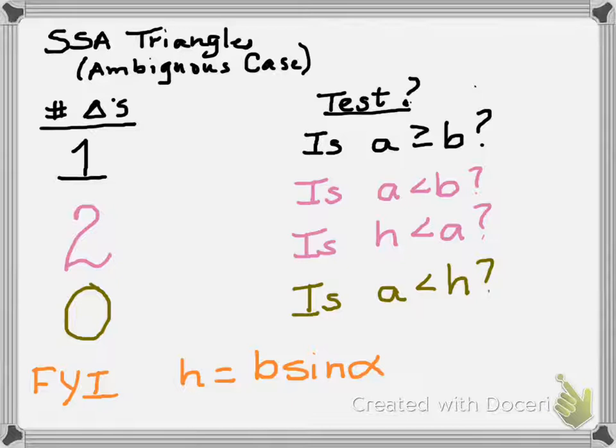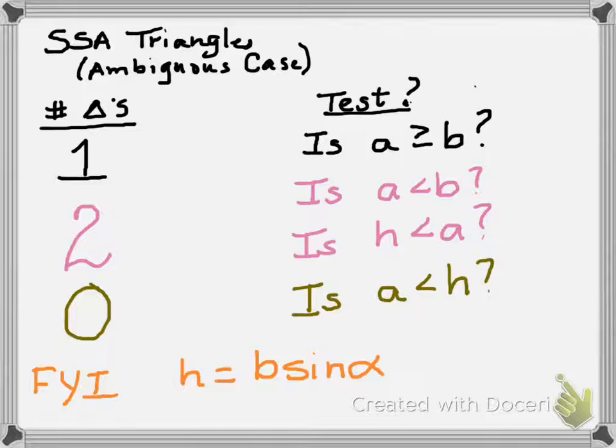The next one is, is H less than A? So I know you're wondering, what in the world is H? Well, if you look down at the bottom in orange, I have an FYI. H is equal to B sine theta, so you would substitute your B and your angle alpha into that formula, and then you would get what H is. So you want to see if H is less than A. If it is, then you would say yes. If not, you would say no.